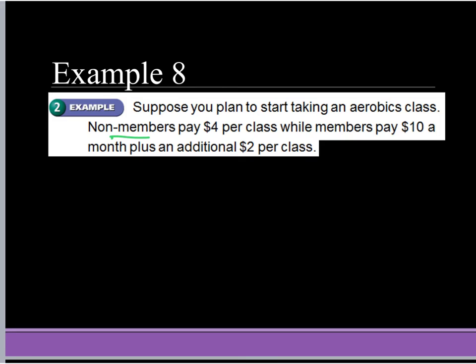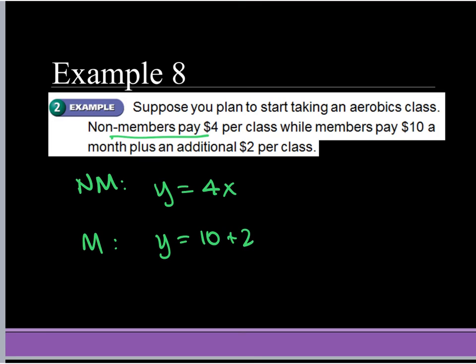Okay, so what we're going to do is we're going to come up with our 2 equations. And I see that non-members, so I'm going to put NM for non-members, they're going to pay $4 per class, or 4 times x. Members are going to pay a flat fee of $10, and then they have to pay $2 for every class that they take, or 2 times the number of classes. So this is my system.